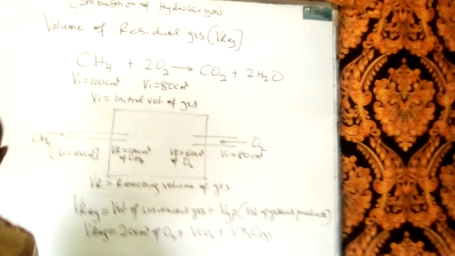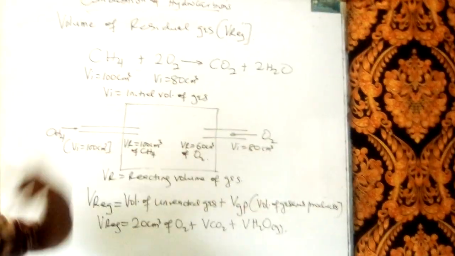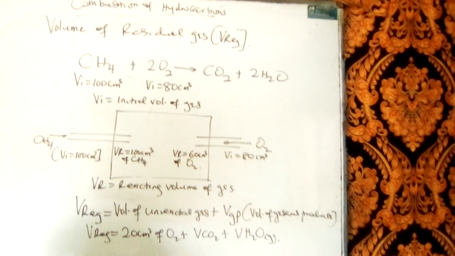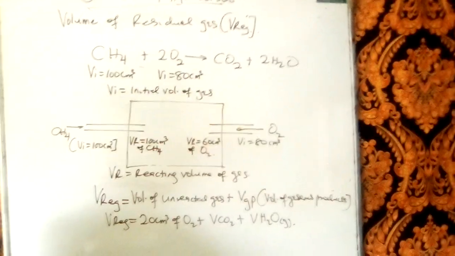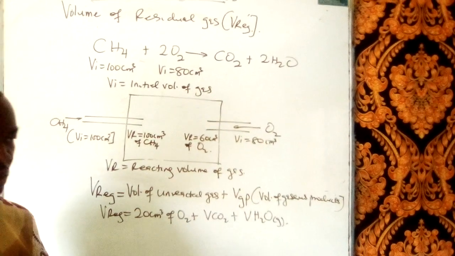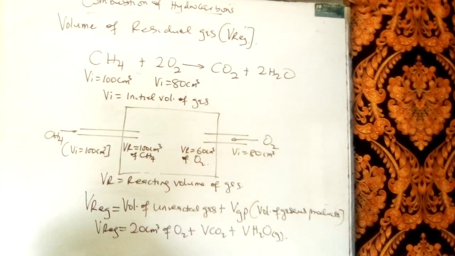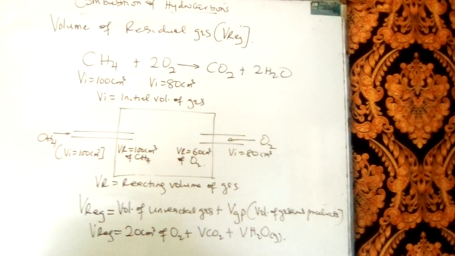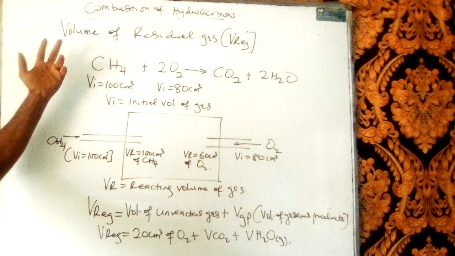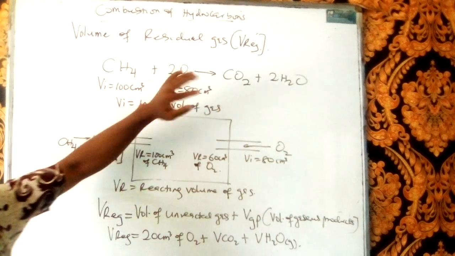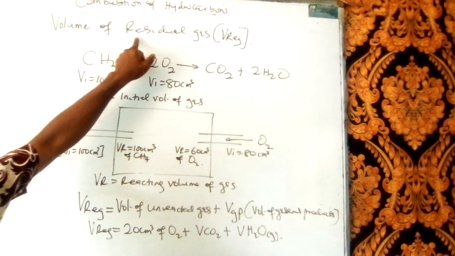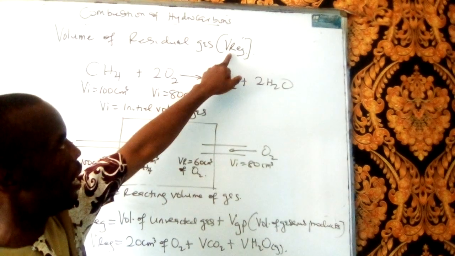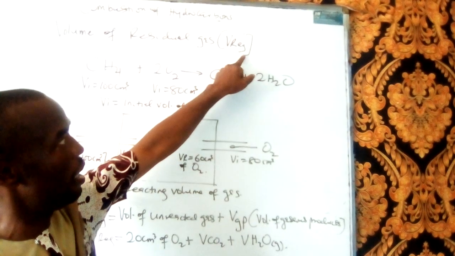Best Science Brain YouTube. We are still on combustion of hydrocarbons, estimation of the formula of a hydrocarbon by combustion, quantitative analysis. We have already given out 2 videos on empirical and molecular formula and estimation of the formula of a compound by the method of combustion analysis. So on the whiteboard we have what is known as residual gas. The volume of residual gas, we're going to abbreviate this as VREG.